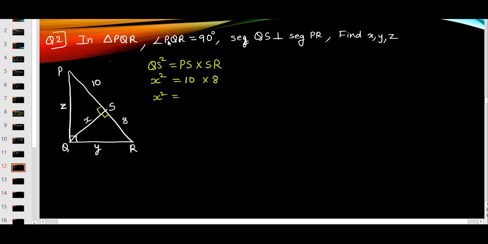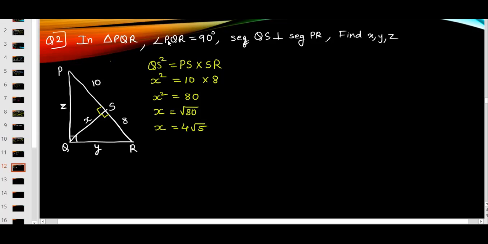PS is 10, so 10 times 8 will give you 80. X square is 80, so X will be root of 80. Square root of 80 can be written as X equal 4 root 5. Okay, this is the first part. We already found the X value.